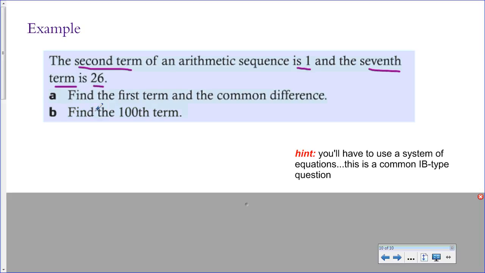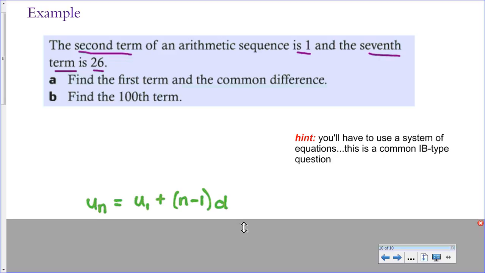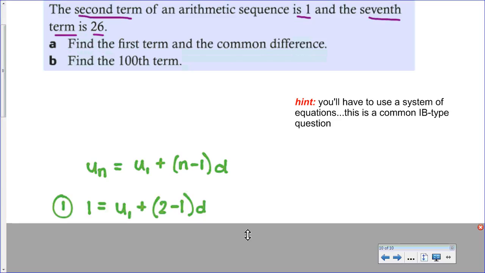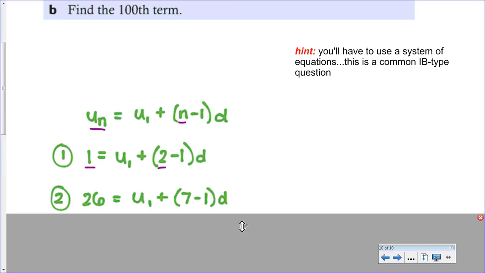So in this case, we're going to actually have to use a system of equations, and I'll show you what I mean here. I'm starting with the formula for an arithmetic sequence. When in doubt, start there. I know the second term is 1. So you can see the first thing I'm doing is replacing this n and this u sub n with the second term, value is 1. The other thing I know is that the 7th term is 26. So I'm going to write a second equation where the 7th term is 26.